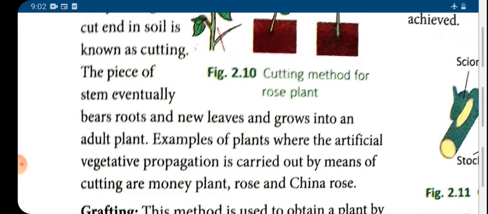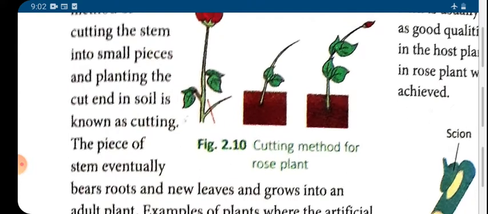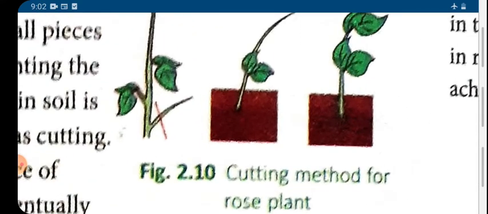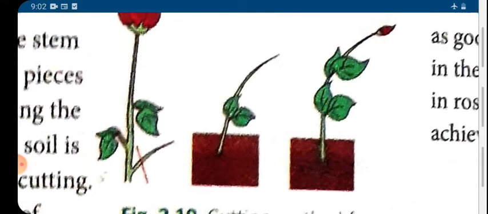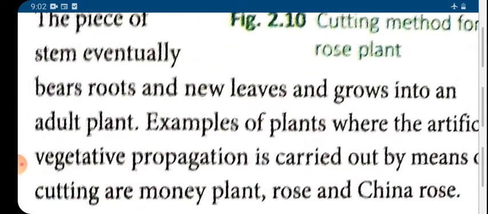उसमें जड़ें, पत्तियां ग्रो हो जाती हैं and it becomes an adult plant, और बहुत जल्दी वो एक एडल्ट पौधा बन जाता है. You can see here, students, this is the cut part of the stem and it is planted in the soil. After some time it becomes a new plant, okay.